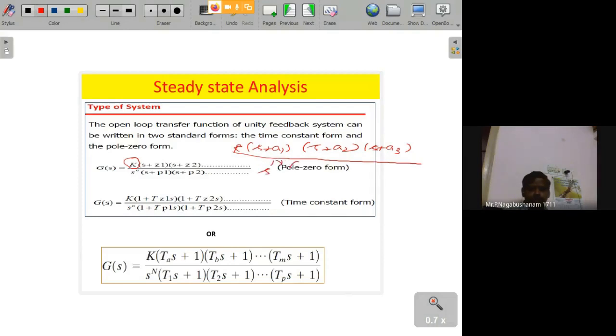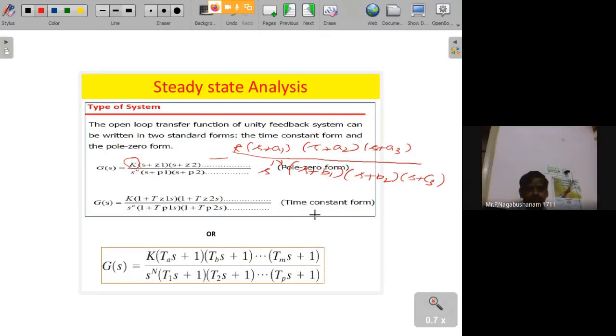S power n into (S plus B1), (S plus B2), whatever notation you want, you can use. To understand the concept, they use Z1, Z2, Z3 for zeros and P1, P2, P3 for poles. If it is like this, S plus something, S plus something, this is called pole zero form. It is not required to memorize; it is just to understand the concept. The open loop transfer function means G(S)H(S). K is the DC gain, and this n in S power n is called the type number. It is the pole zero form.